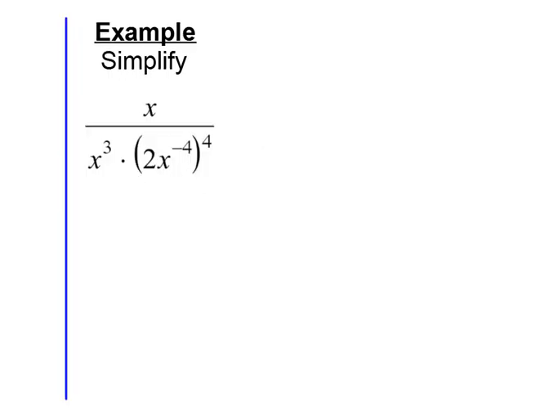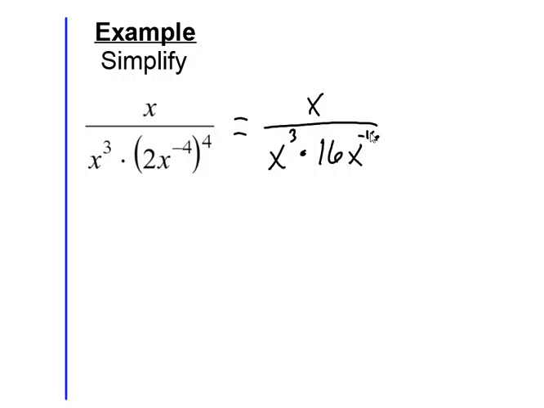In this example, we have x's on top and bottom of the fraction. We have a negative exponent. We also have a power to the power here as well. So we're going to first take care of our power to the power, then work on combining pieces on the bottom, and our negative exponents can move to the top. 2 gets raised to the fourth power and becomes a 16. And x is negative 4 gets multiplied by a positive 4 and makes negative 16.